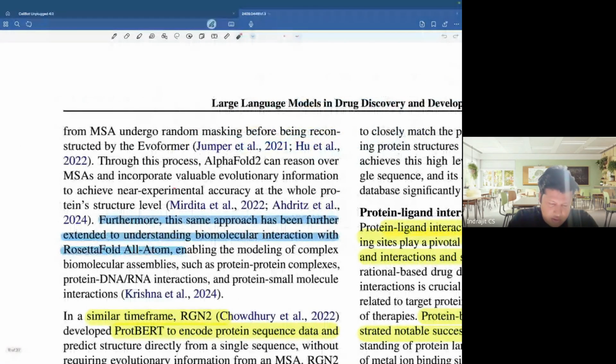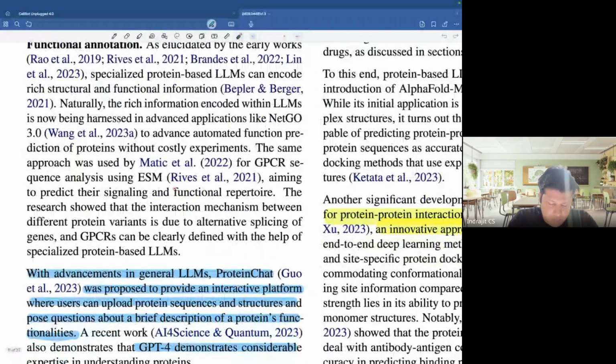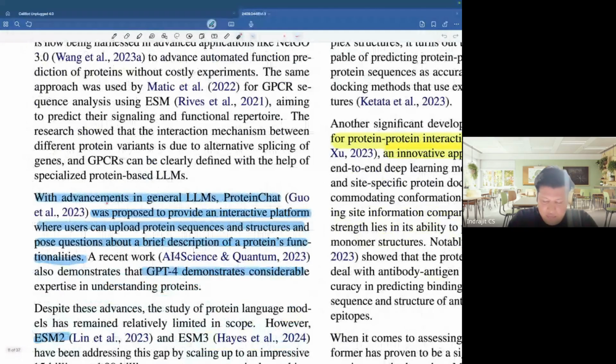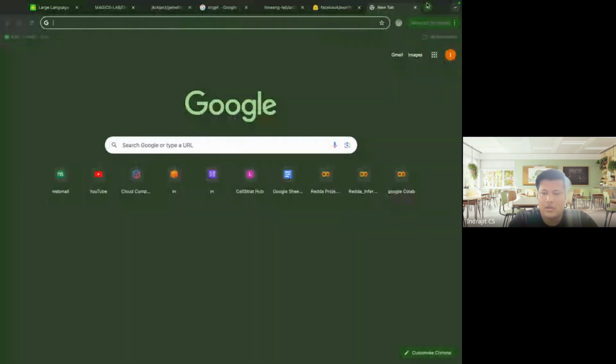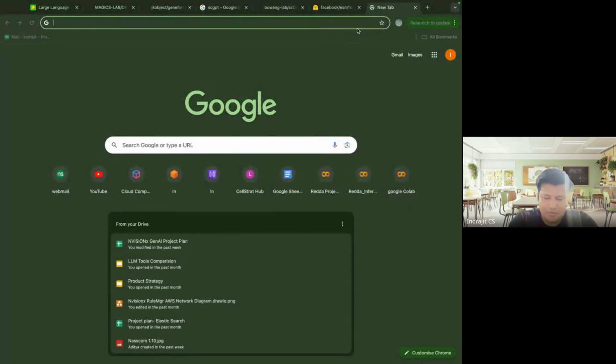Moving on, functional annotations. With advancements in general LLMs, I'll talk about ProtChat, which was proposed to provide an interactive platform where users can upload protein sequences and structures and pose questions about a brief description of protein function. Okay, so ProtChat is one of the popular models that has come up.